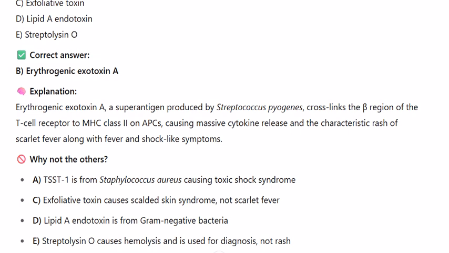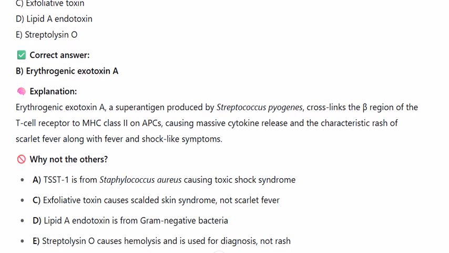A. TSST-1 is from Staphylococcus aureus, causing toxic shock syndrome. C. Exfoliative toxin causes scalded skin syndrome, not scarlet fever. D. Lipid A endotoxin is from gram-negative bacteria. E. Streptolysin O causes hemolysis and is used for diagnosis, not rash.